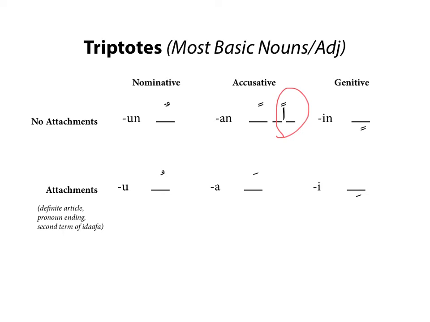When there is an attachment, in other words, a definite article, a pronoun ending, or the second term of idafa, the vowel pattern is the same without the tanween. So we get u for nominative, a for accusative, and i for genitive. Now this is a fairly simple pattern. Un, an, in, when it's indefinite, and u, a, i, when it's definite. You should commit this pattern to memory.